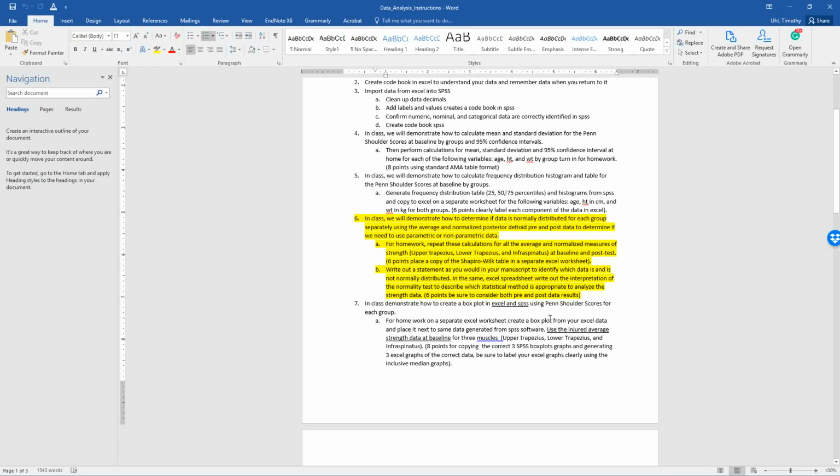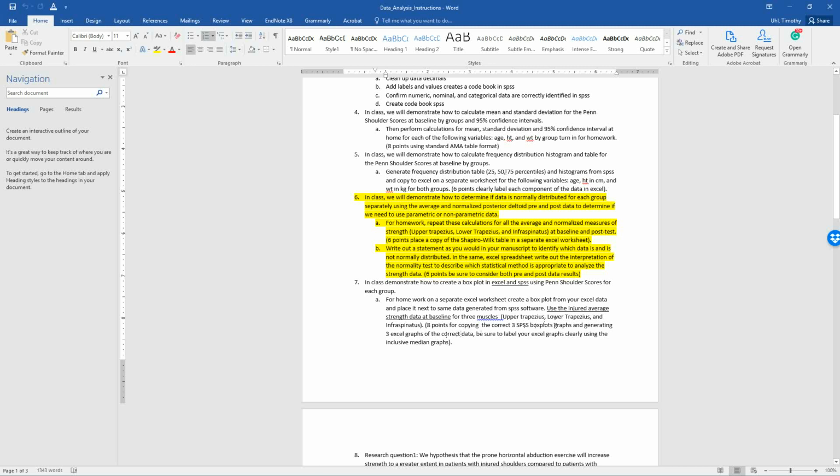So now when you do that for your homework assignment, you're going to rerun that analysis. It's very quick and easy, but you're going to do it for the injured average strength data at baseline for 3 muscles. So I'm not going to make you do both normalized and non-normalized, just the injured average for the 3 muscles, upper trap, lower trap, and infraspinatus. So you're going to copy all that information over, put the Shapiro-Wilk in, put the graphs in.